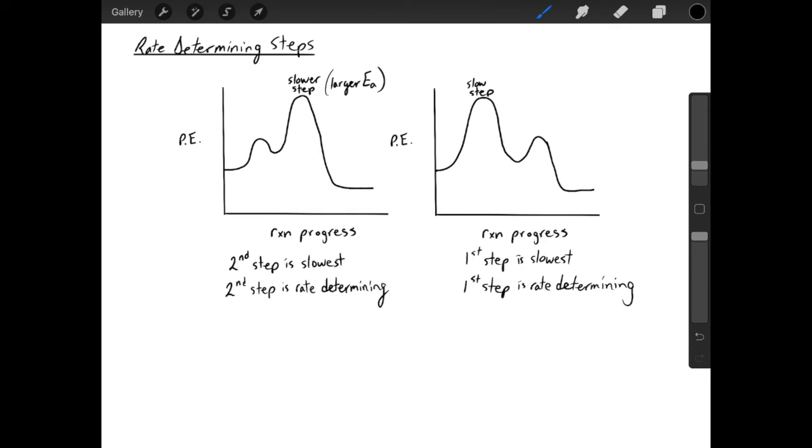Whichever step is slower is said to be the rate-determining step, and in practice what that means is the rate-determining step is the step that determines the rate law. We'll look at an example where the first step is slowest and the second step is fast.